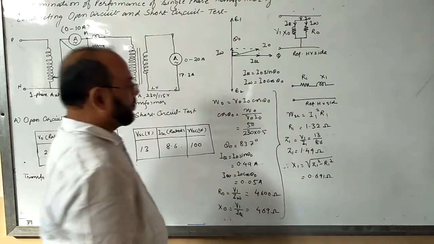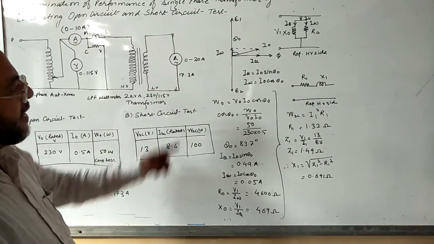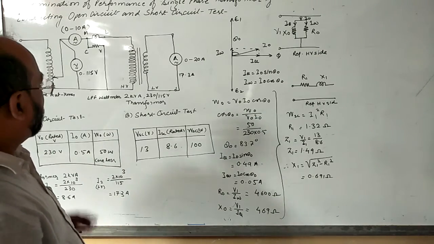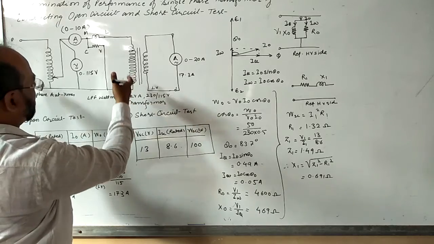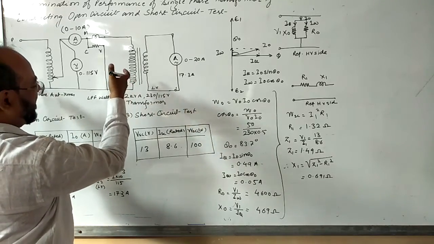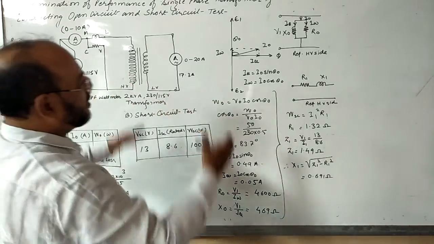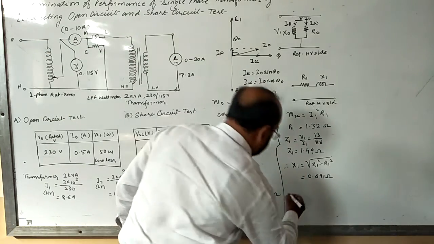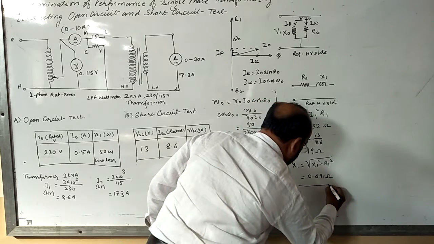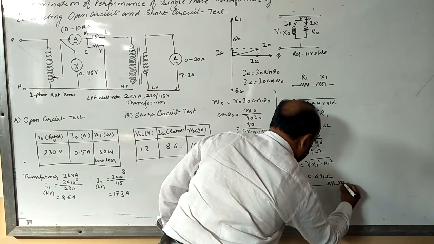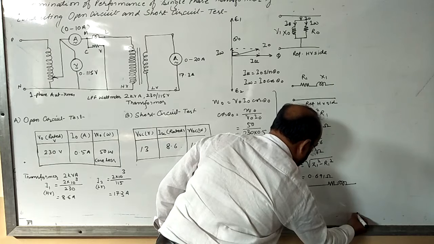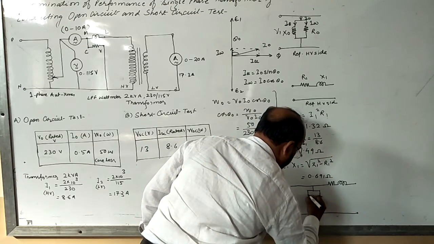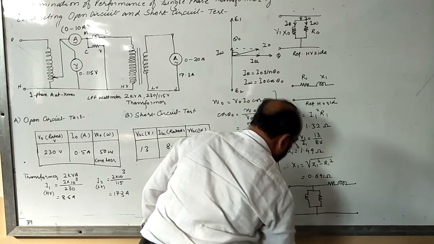0.691. So in this way we are able to find out the equivalent parameters referred to the primary side. As the instruments are connected in the primary side in the open circuit test and short circuit test, there is no need to refer to either primary side or secondary side. So we can have an equivalent circuit like that. This is the resistance, reactance, and this is the exciting component. All are referred to the primary side.